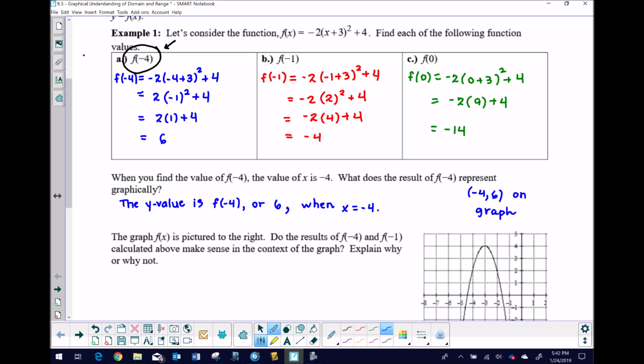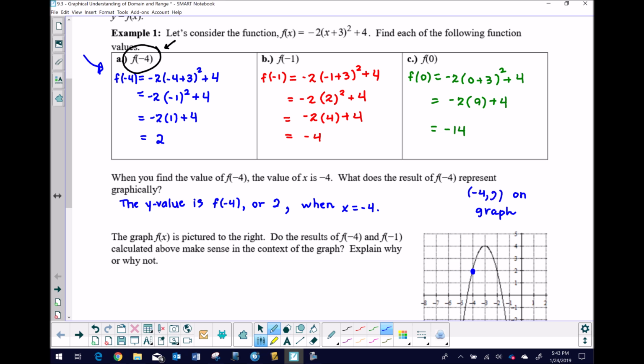So if we go back up here to part A, some of you found it. So you'd have a minus there, a minus there. So really, I should have had negative 2 times 1, which is negative 2 plus 4, which gives me positive 2. Okay, let's look back at this graph. When x is negative 4, I should have gotten a positive 2.